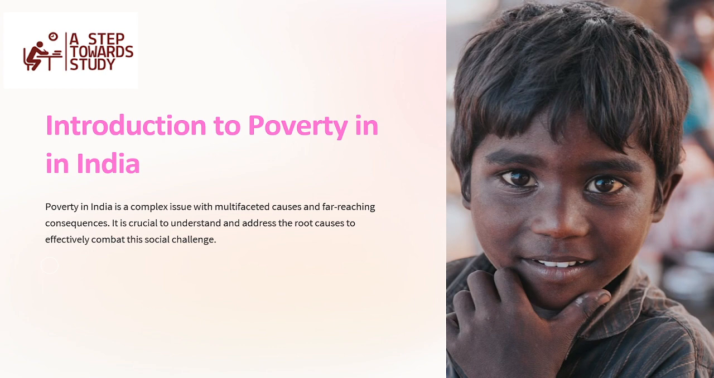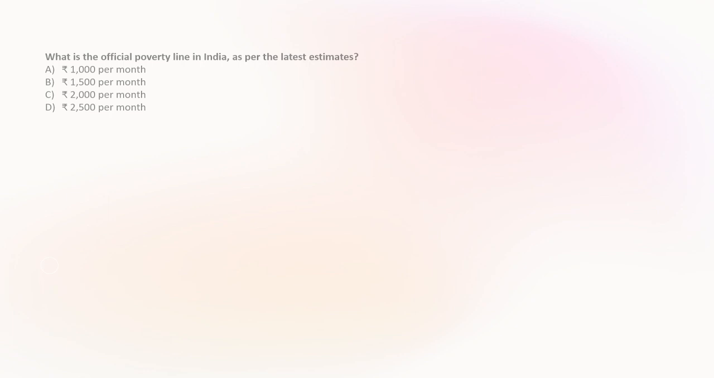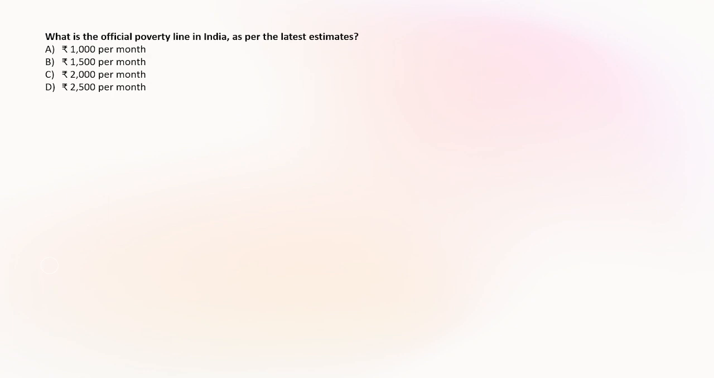So, today I've come up with another important topic from the exam point of view, that is poverty, which is added in our Sustainable Development Goal number one. So, starting with the introduction to poverty, we are all aware what is poverty. Poverty is a complex issue with many causes and many consequences. It is crucial to understand and address these root causes to effectively combat these social challenges. I have included many questions also, multiple MCQs, so that it will be helpful from the exam point of view.